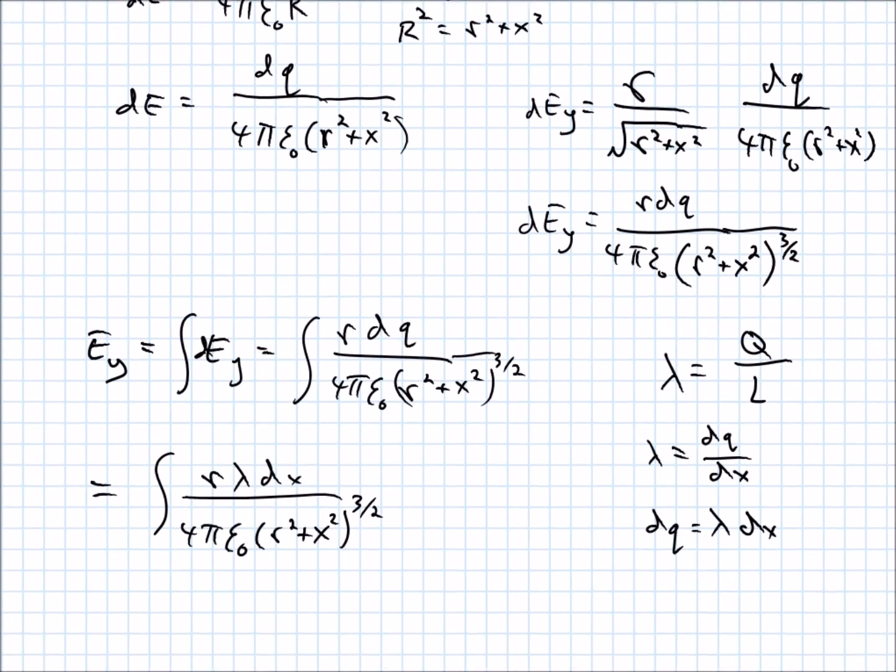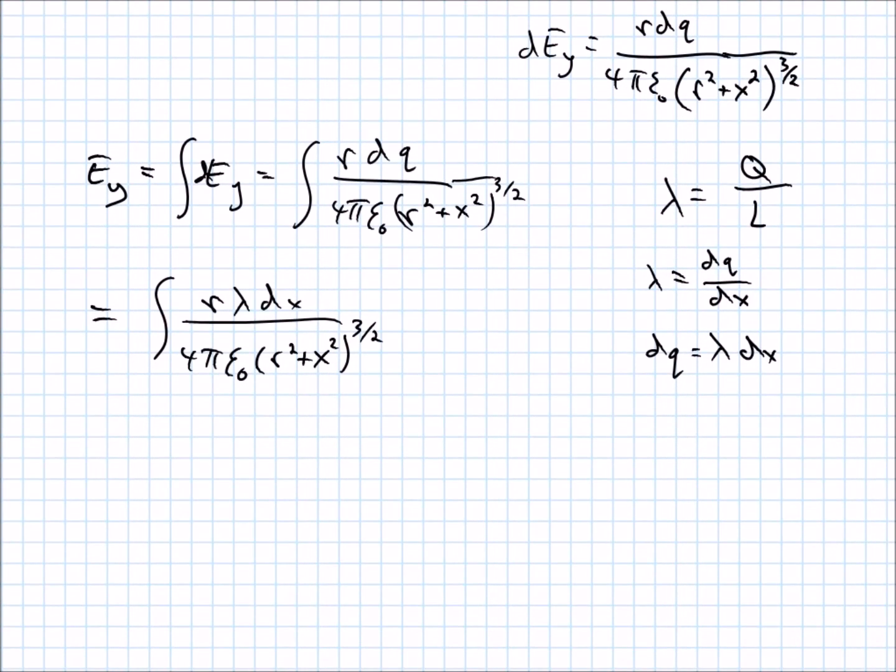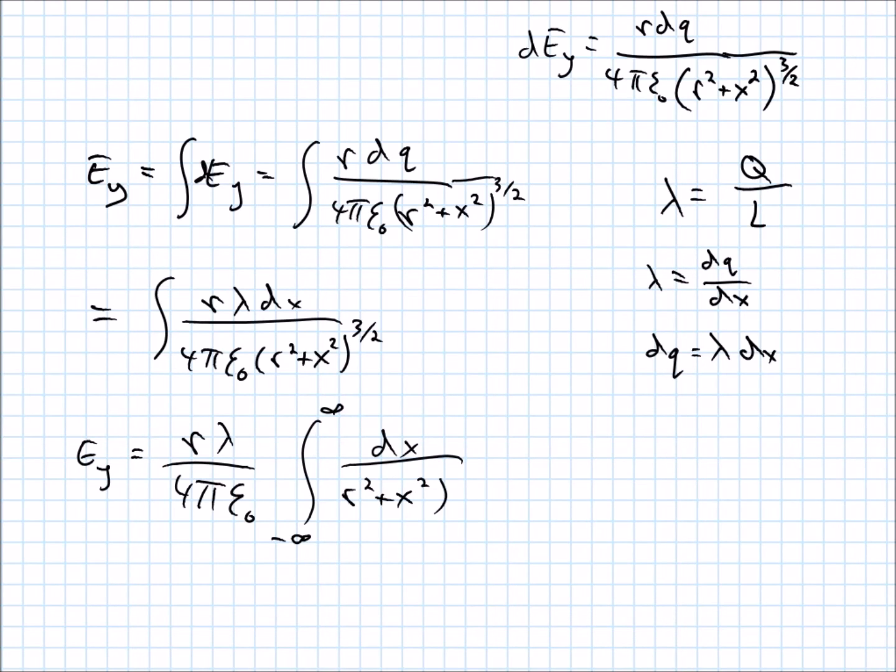All right, and now let's pull some constants out of this integral. r is just the length to our spot. That's not changing. Linear charge density is not changing. Some constants on the bottom. So Ey is equal to... I know that's not how I should write an improper integral, but just don't tell your math professor. So there we have it. If we can perform this integral, that'll be our answer.